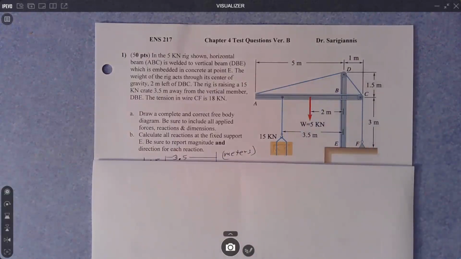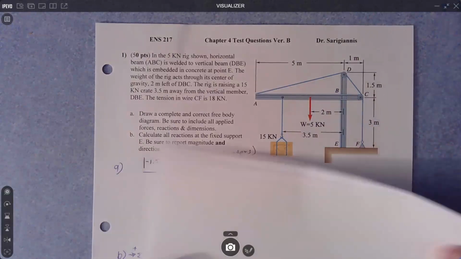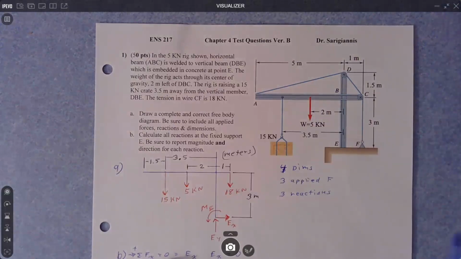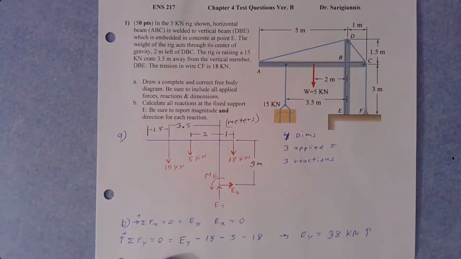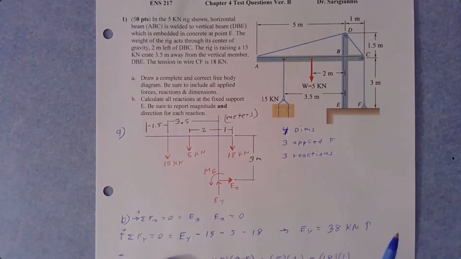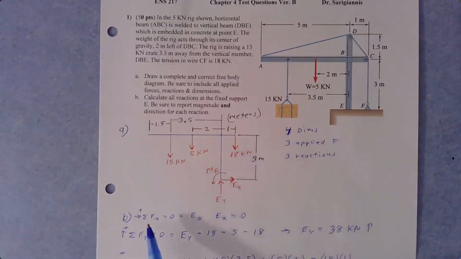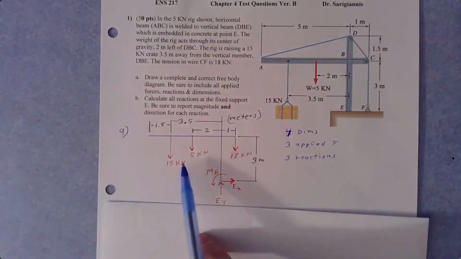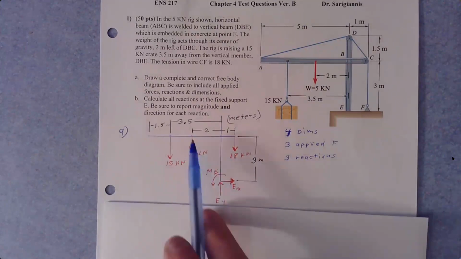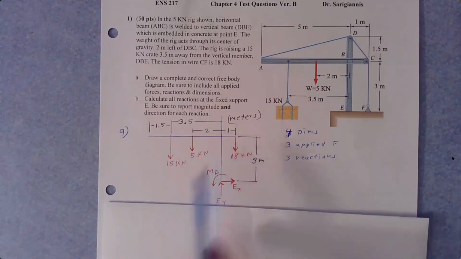So the first part was just to draw a complete and correct free body diagram. So I did that right here. And I was looking for, at the minimum, 4 dimensions. So this one has all the dimensions on it in terms of what you need to know to recreate the entire diagram. I've got all the dimensions I need, going from the points that the forces are acting to the reference points on the assembly.